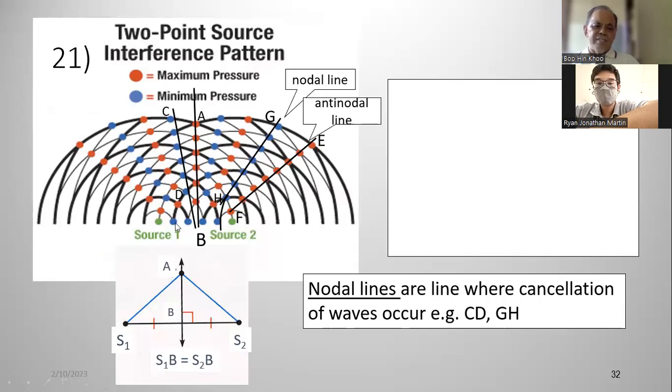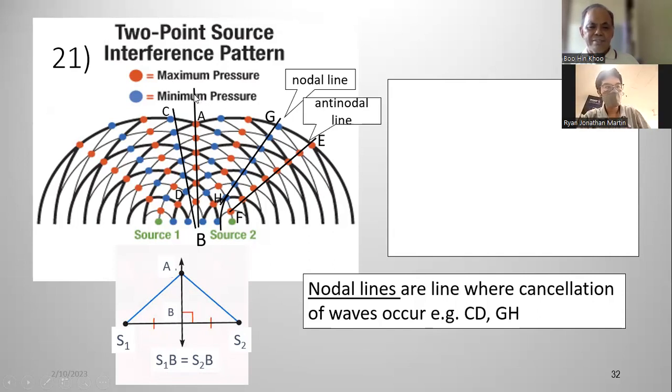Okay, two-point interference. That's your source 1, S1. That's your source 2, S2. S1 and S2. Right? Nodal lines are where cancellation occurs. Usually in the exam, they will draw only the crest for you, and the trough won't be drawn. You have to imagine that the trough is a lighter color line, a lighter color semicircle. That is a crest. Sorry, that's a crest. That's the trough in between the two crests.